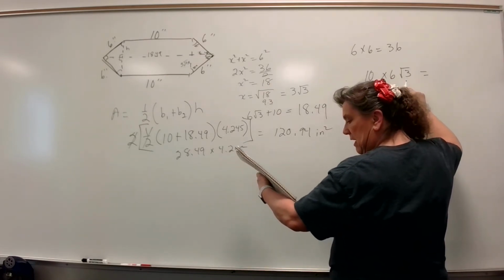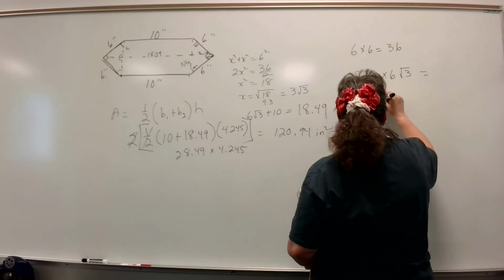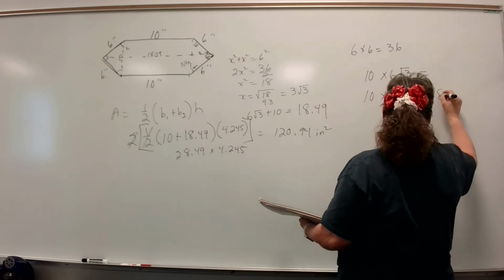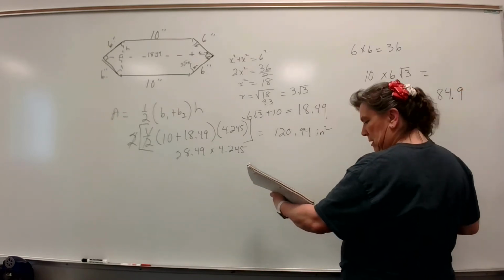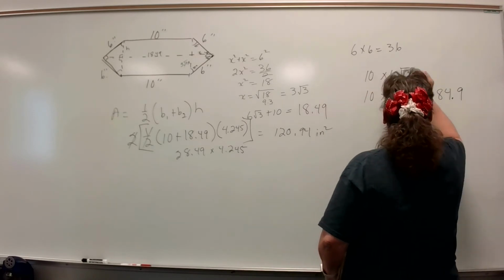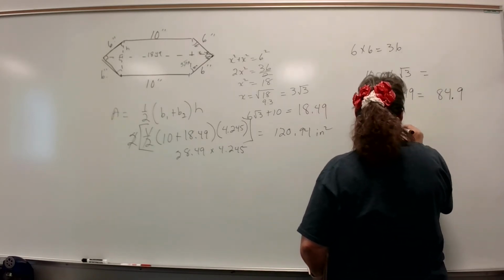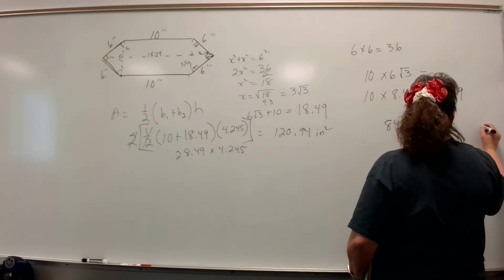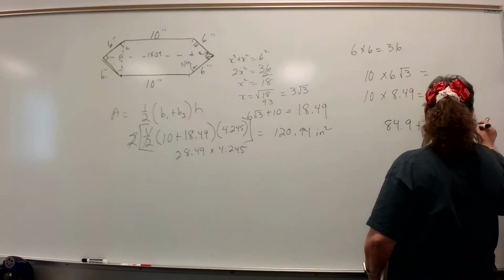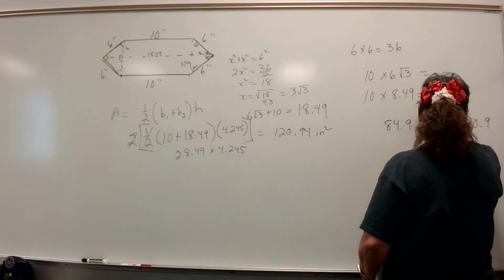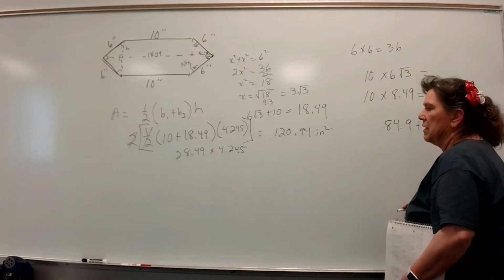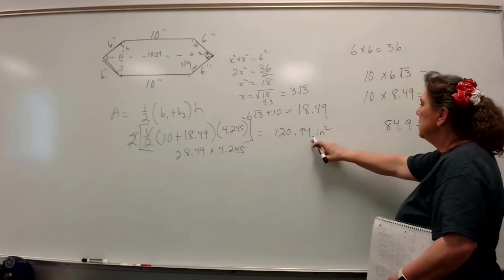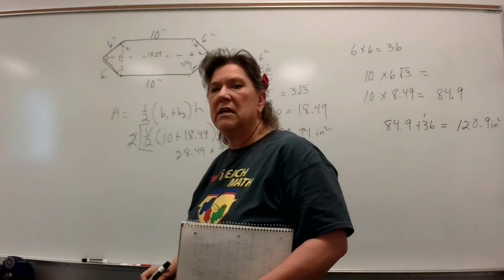Square root of 3 is 8.49. 10 times 8.49, and you could do this with your calculator, gives me 84.9, and 84.9 plus 36 is going to equal, let's see, 0.9, 6 and 4 is 10, carry my 1, 8 and 3 is 11, 12, 120.9. So you see it's pretty close to exactly the same thing. The reason that it's a little bit different is because of rounding things off.